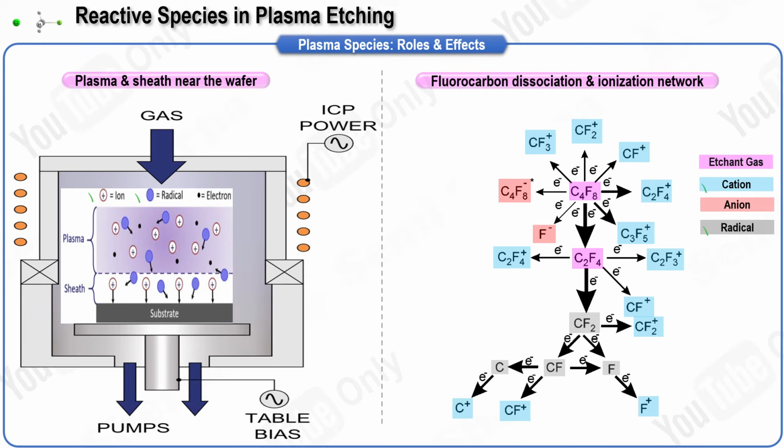Near the wafer, a sheath forms and drops most of the potential. This drop holds back electrons and accelerates positive ions toward the surface. As a result, each species plays a distinct role. First, consider the feed molecules that we inject into the reactor.